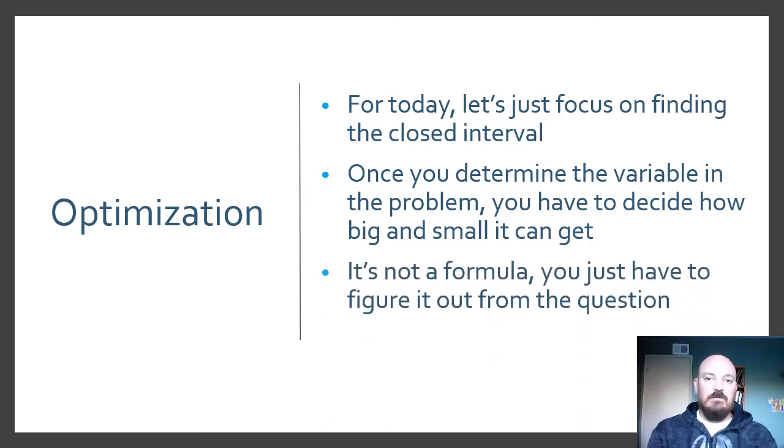Now, it's not like a formula or anything. It's not like, oh, you plug this number in and the answer gives you the lower bound and you plug this in. You just have to think your way through. You have to read the question and actually put yourself into the question and say, if I was actually building this thing that we're talking about in the question, what's the smallest this thing could be? What's the biggest this thing could be? That gives you your closed interval. So let's walk through a couple examples together, and I think you'll see what I mean.